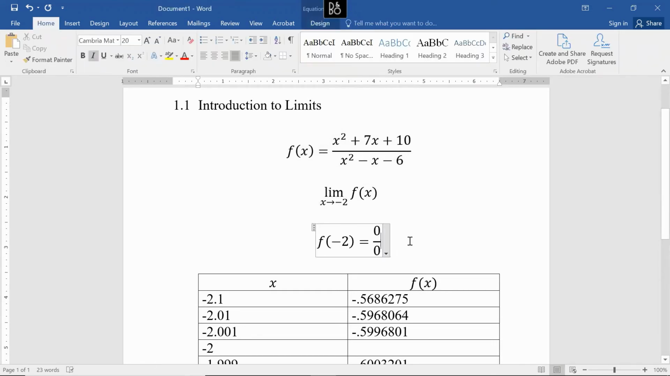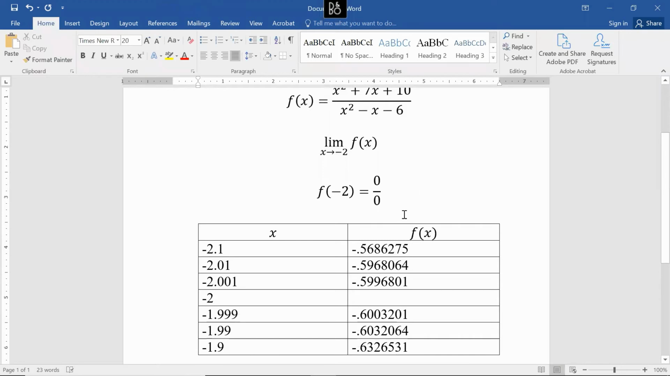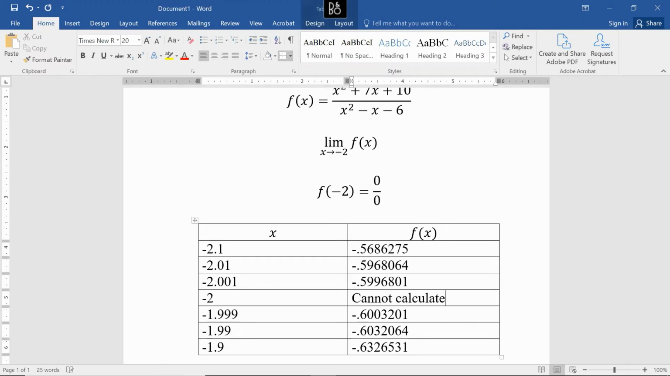Now, this number, 0 divided by 0, is undefined. It's a really special thing. So we cannot calculate the actual output when x is negative 2. We can't calculate that. But in this case, we did find a limit.